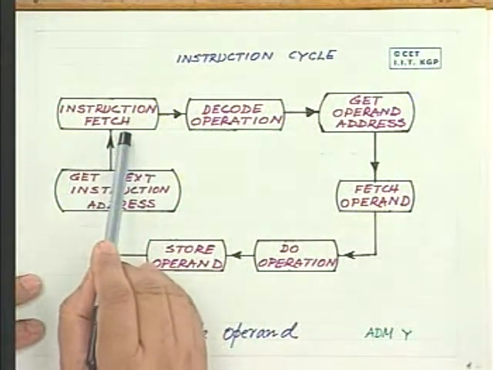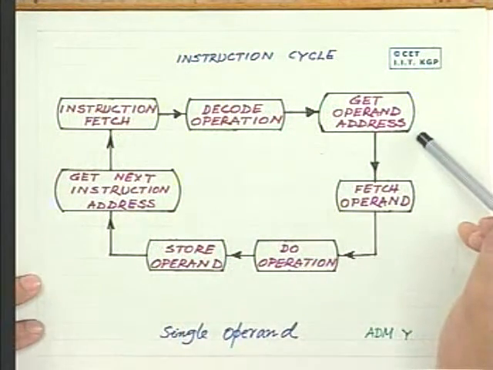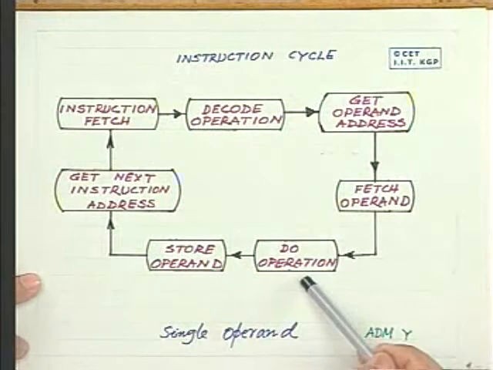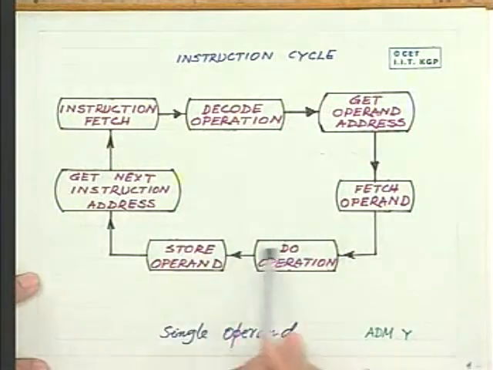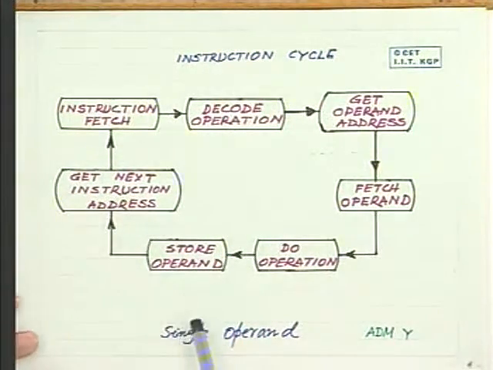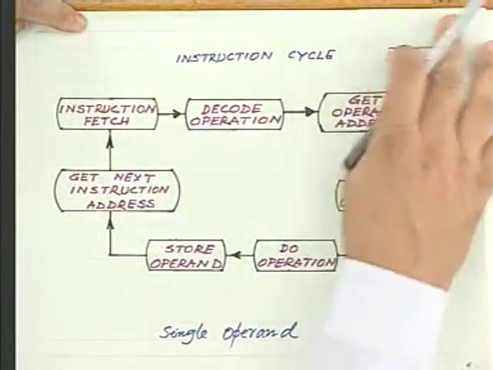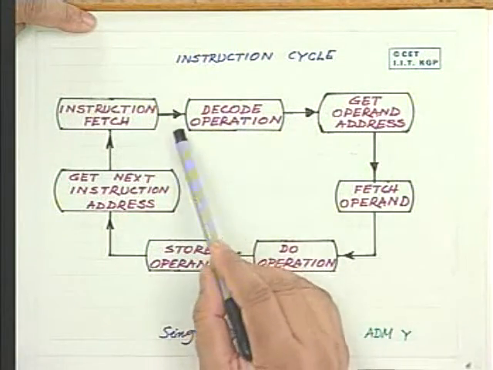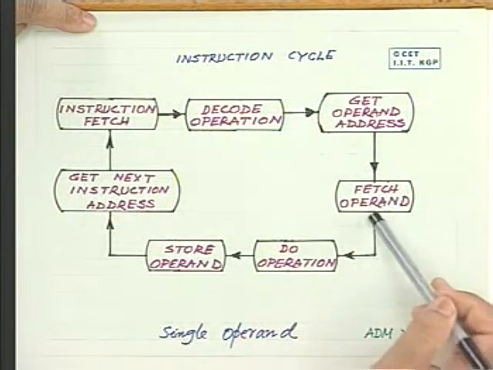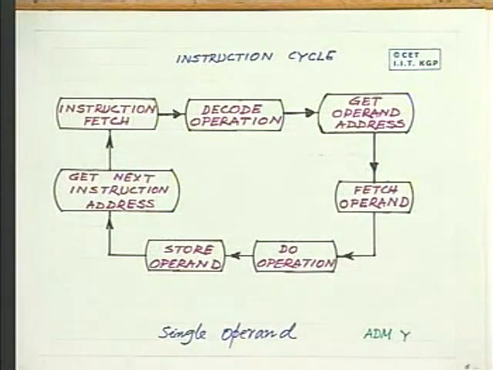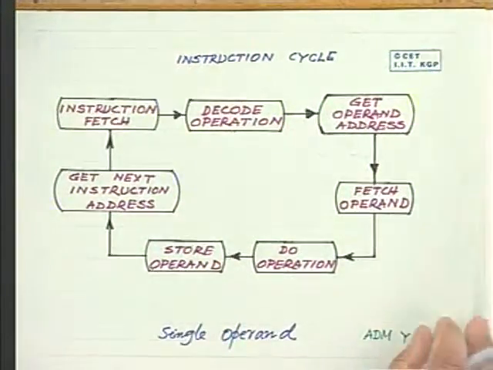That is, it takes an instruction, decodes it, gets the operand address, fetches the operand, does the operation, stores the operand, and then gets the next machine instruction. It goes on, instruction cycle one after the other, till the total program is executed. Naturally, many of these steps may have to be broken down into sub steps, as we will see. As the necessity arises, we will discuss them one after the other.